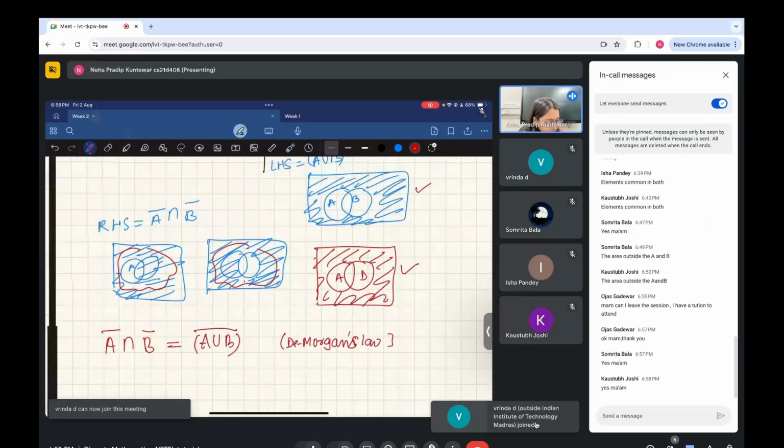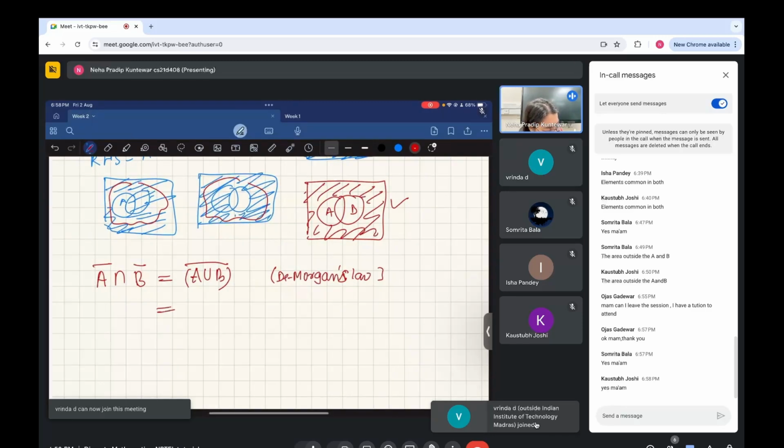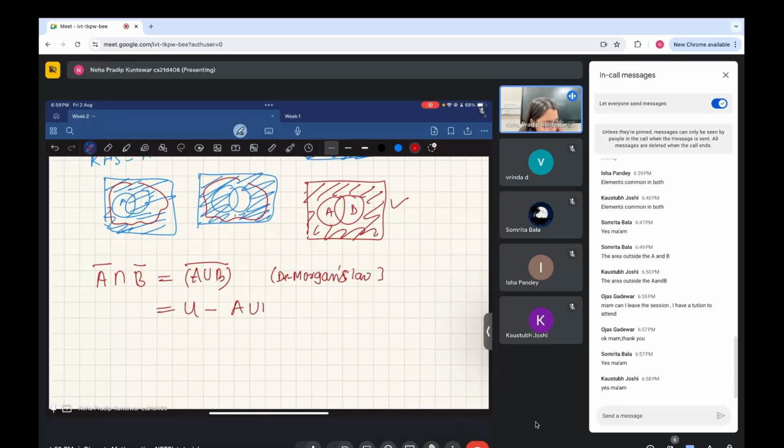So now you can write this A union B whole complement as U minus union of A and B. Why is this? This is simply because of the definition of complement. So A complement is nothing but U minus A. So this second equality follows from the definition of set minus. So is this fine? Is the second equality fine with everyone?